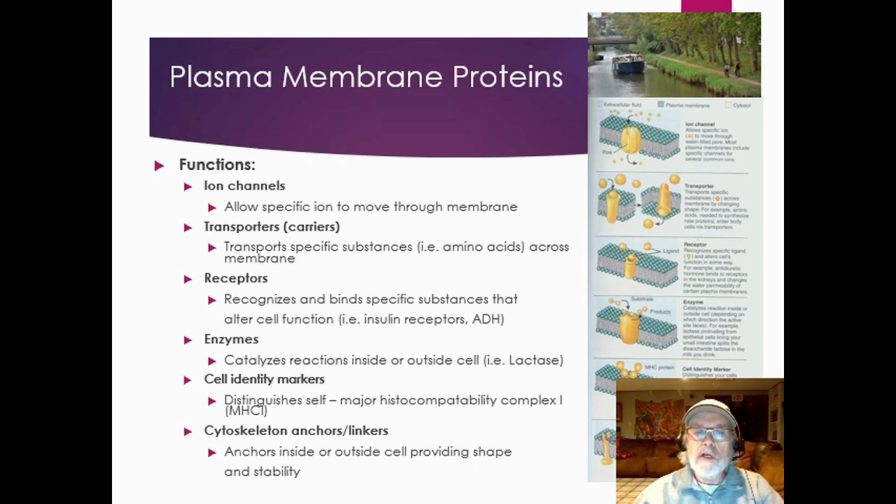Ion channels are basically the channels, or pores, that allow a specific ion to move through the membrane. If you look up here at the top, it looks like a boat going down a canal from one body of water to another body of water. These ion channels allow a specific ion to move through the pore.